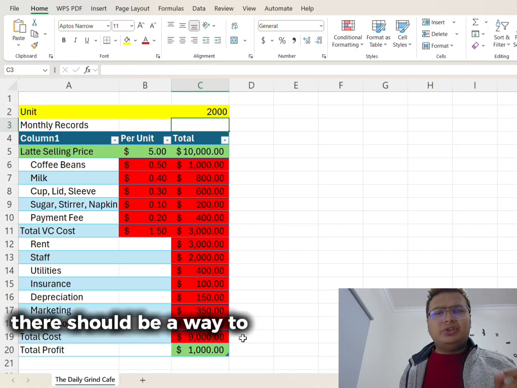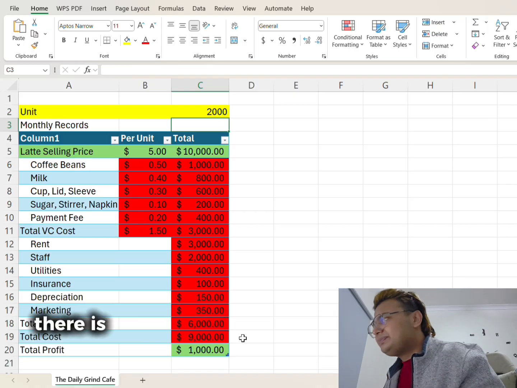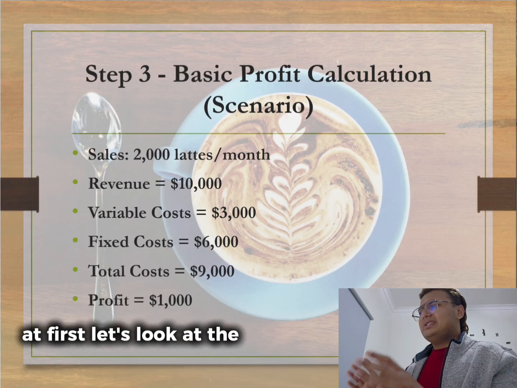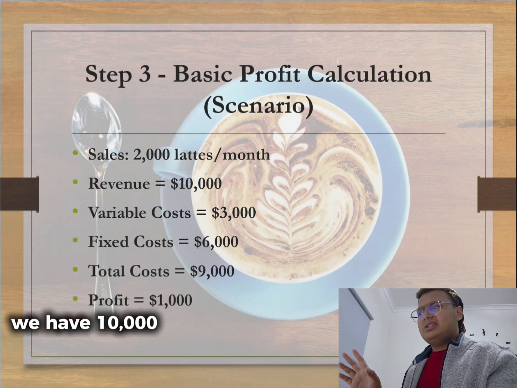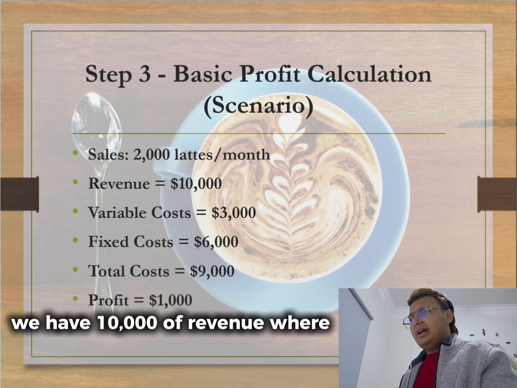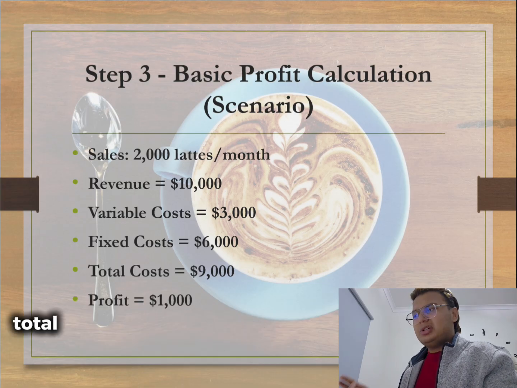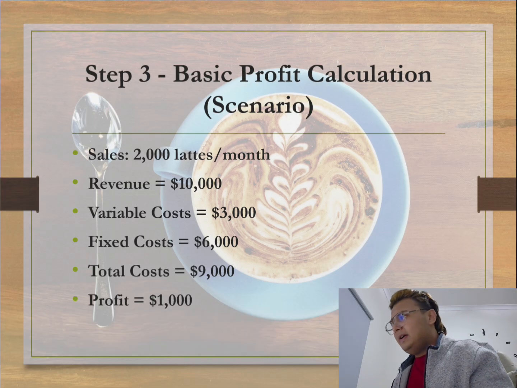There should be a way to measure the break-even point simply, right? There are actually two ways. At first, let's look at the scenario. If we sell 2000 lattes, we have 10,000 of revenue, where the variable cost is 3000, fixed cost is 6000, total cost is 9000, and 10,000 minus 9000, we are having 1000 of profit.